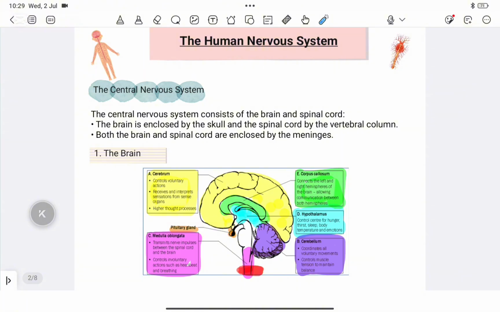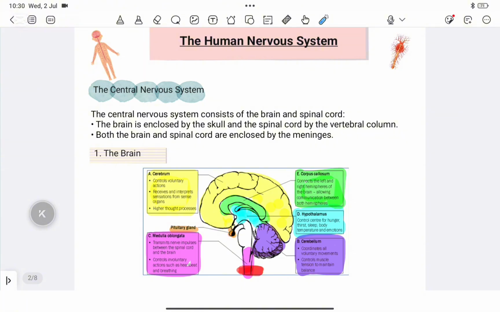And the cerebrum also receives and interprets sensations from the sense organs, and it is in charge of the higher thought processes. Okay, now we're going to move on to here, which is the purple part, which is the cerebellum, or cerebellum, however your teacher pronounces it. And it coordinates all voluntary movement, and it also controls muscle tension to maintain balance.